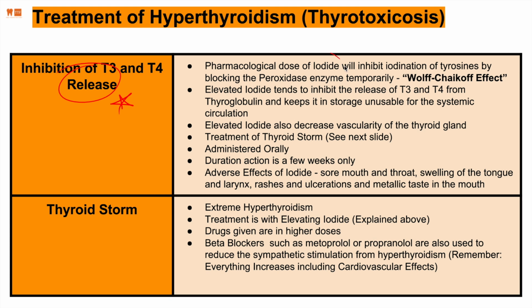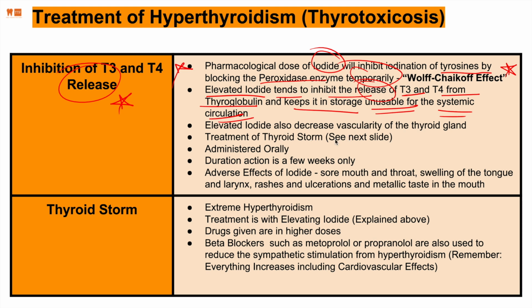A pharmacological dose of iodide will inhibit the iodination of tyrosines by temporarily blocking the peroxidase enzyme. This is known as the Wolff-Chaikoff effect. Just a fun fact. Elevated iodide tends to inhibit the release of T3 and T4 from the thyroglobulin and keeps it in storage as unusable towards the systemic circulation.